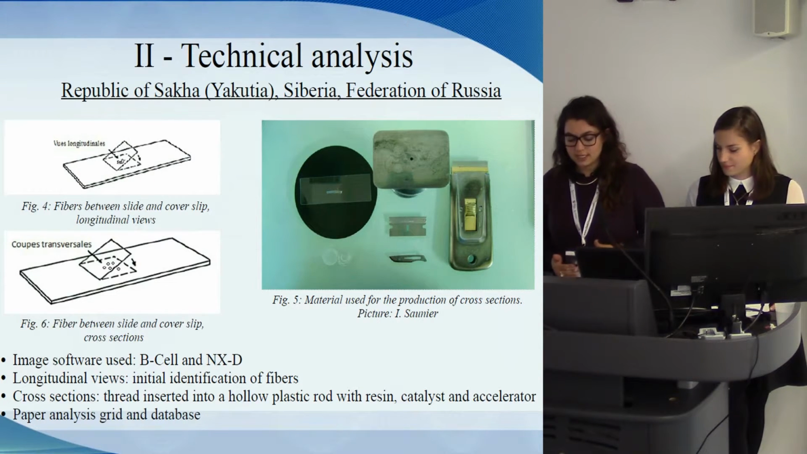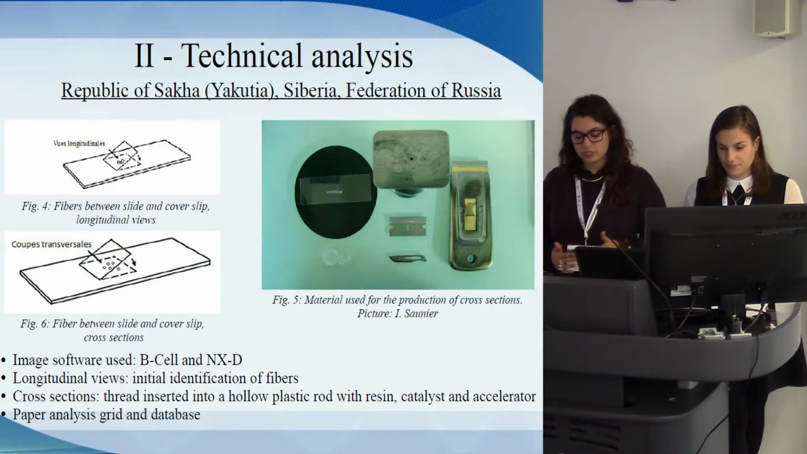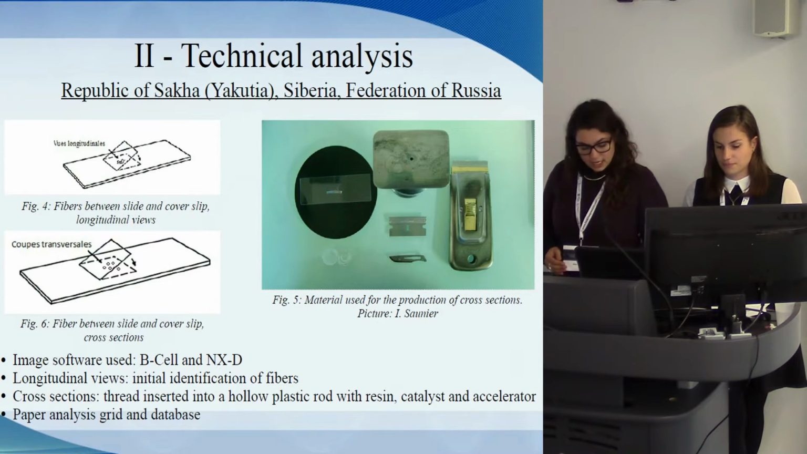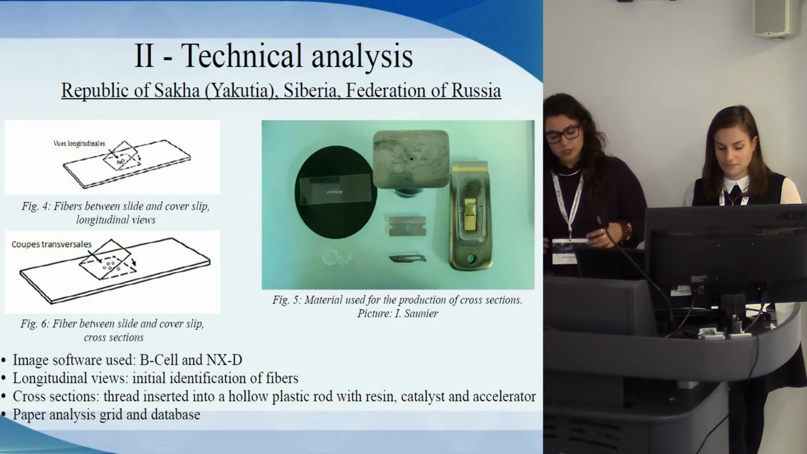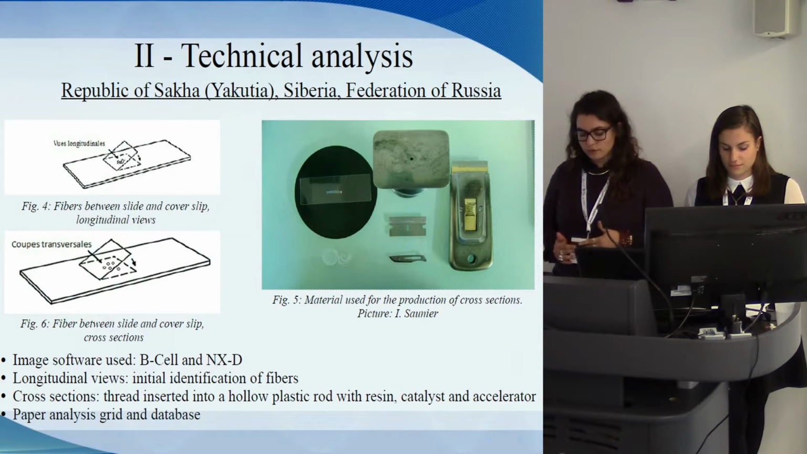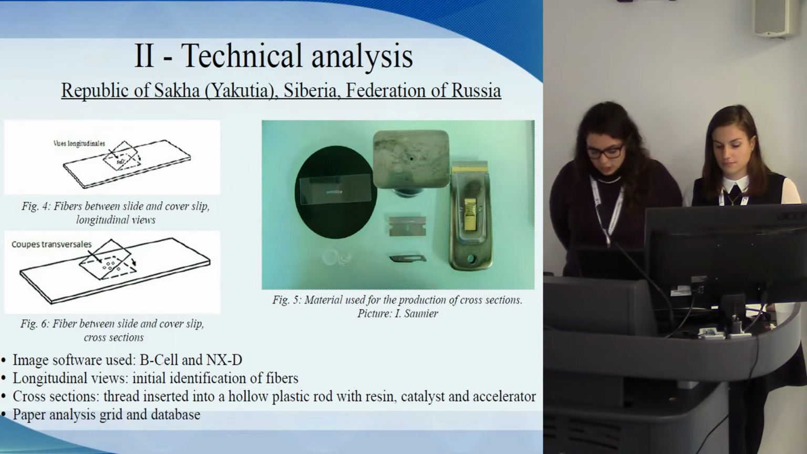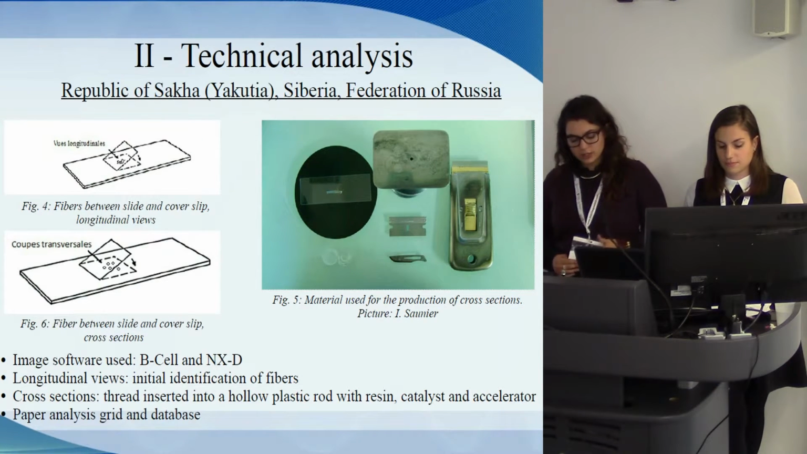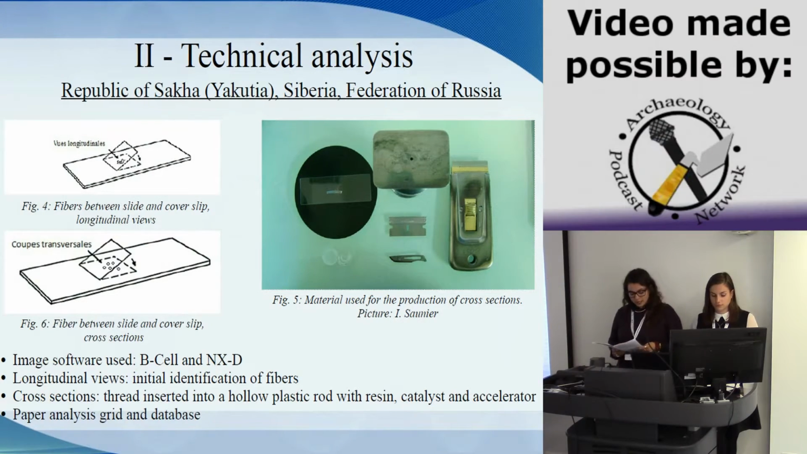Then, each thread is decomposed using two grippers to separate the fibers. These fibers are deposited between a slide and a cover slip with a drop of distilled water and observed under a microscope. These longitudinal views allow an initial identification of animal and plant fibers. To determine the quality of thread, the degree of maturity of plant fibers or the species of animal fibers, certain textiles require an observation in cross-section.